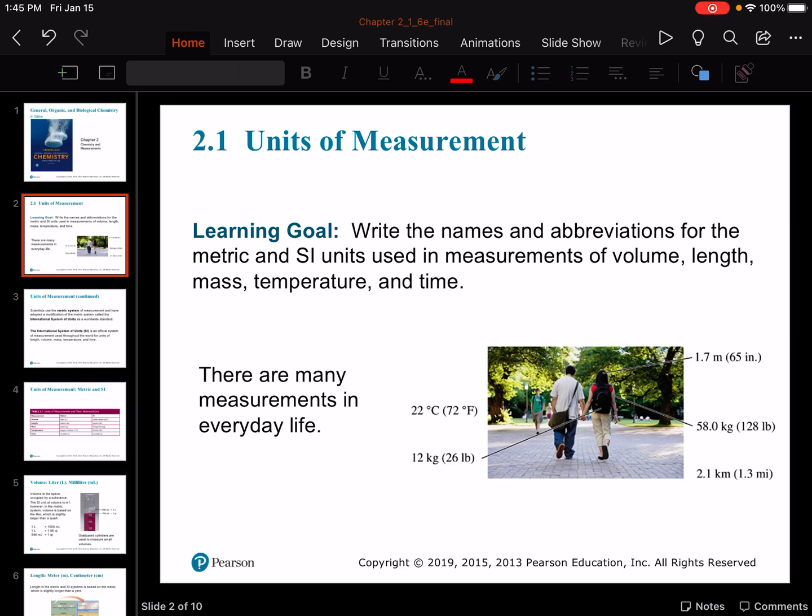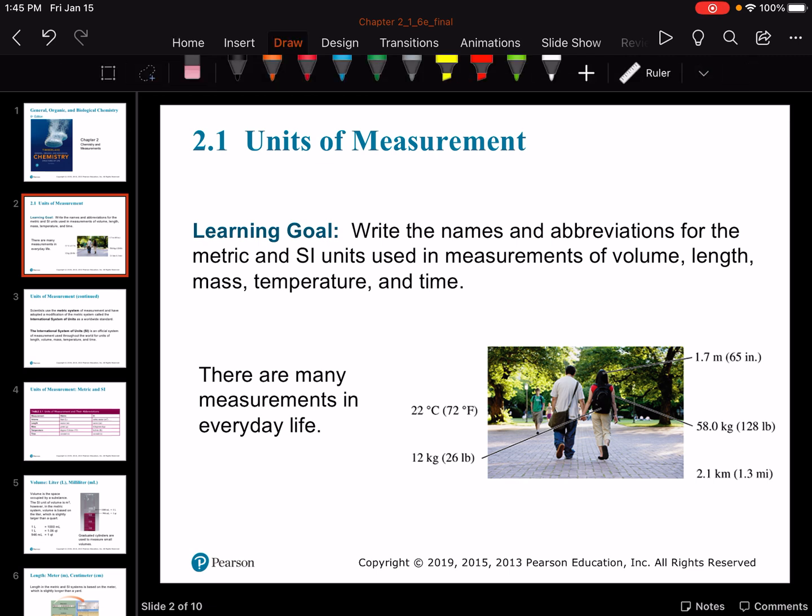Okay, so now we're going to talk about units of measurement. We're definitely getting into science here. So our learning goal for this section is to write the names and abbreviations of the units that are used in measurements of volume, length, mass, temperature, and time. Okay? Some of these are going to be intuitive to you, but some definitely are not.